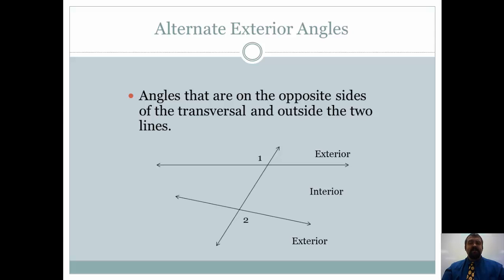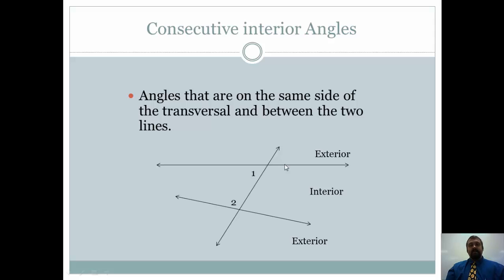The next one is alternate exterior angles. So if between the two lines is interior, then outside of the two lines is what I call exterior. Angle 1 and angle 2 are alternate, opposite sides of my transversal. Sorry, 1 is on this side, 2 is on this side. So that's alternate, and they're both outside of my two lines, so they're exterior. Angle 3 and angle 4 are also alternate exterior angles.